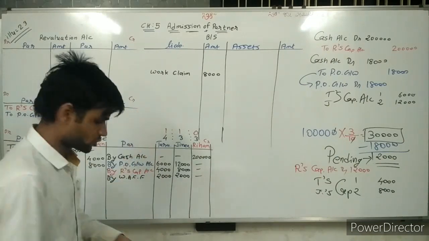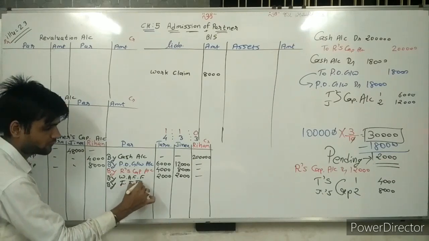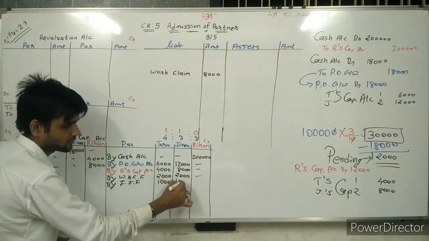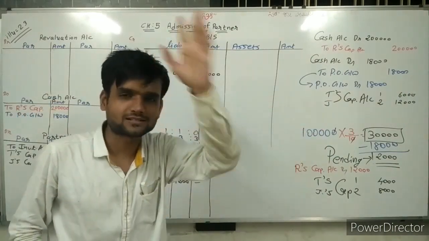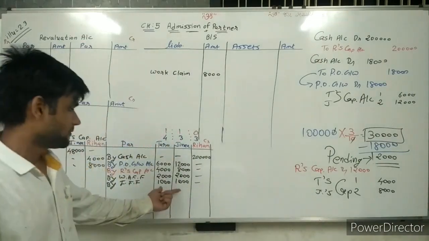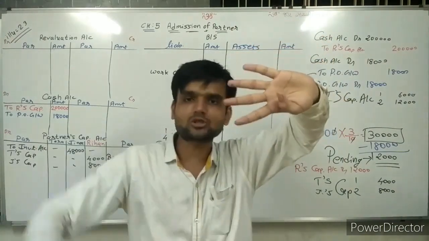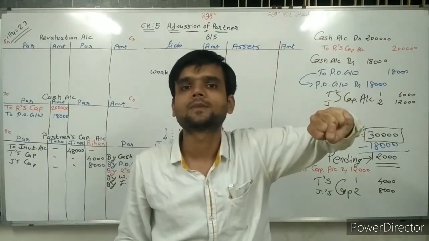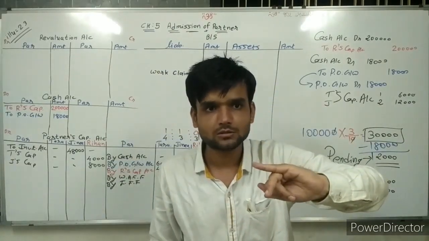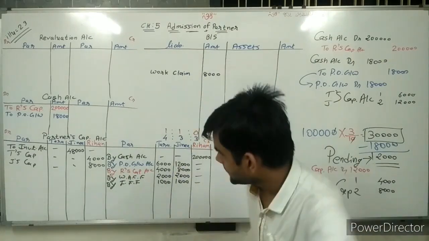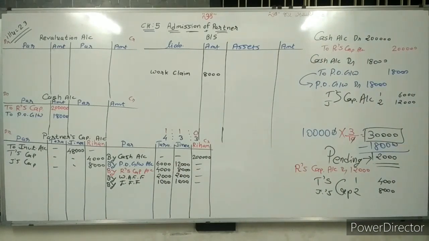So 2,000 is the remaining investment fluctuation fund, and that remaining 2,000 rupees we distribute among the partners, in the ratio of the partners. 4,000 rupees is the investment fluctuation fund. If investment reduces up to 4,000, then we utilize this fund. But here only 2,000 reduced, so 2,000 is remaining, and that 2,000 we distribute among the partners. In this way we can distribute it.